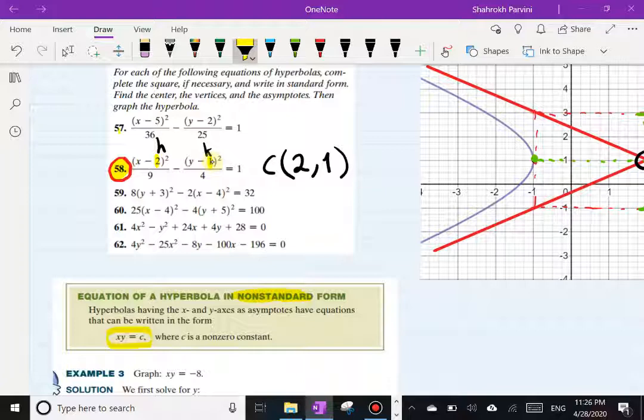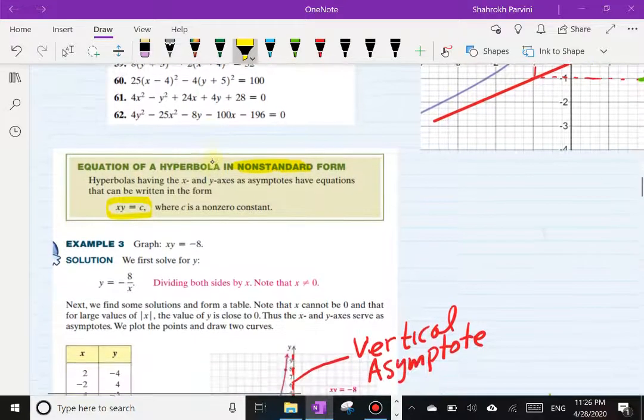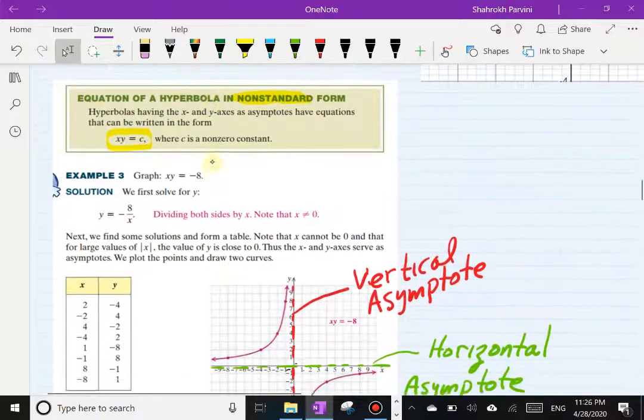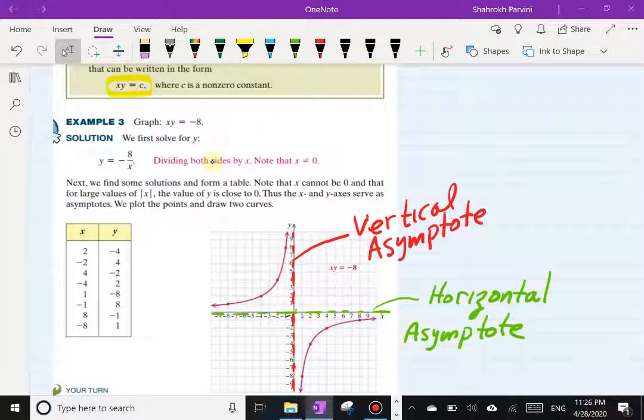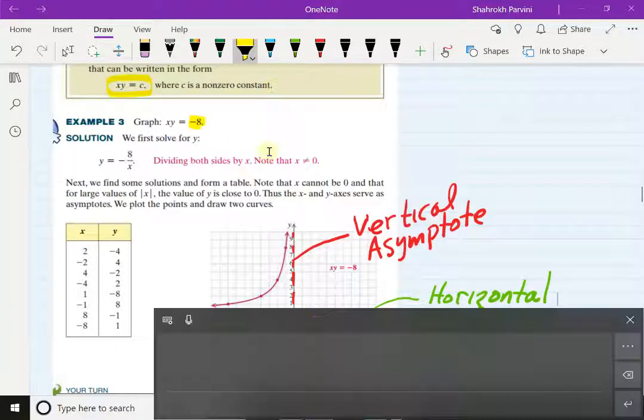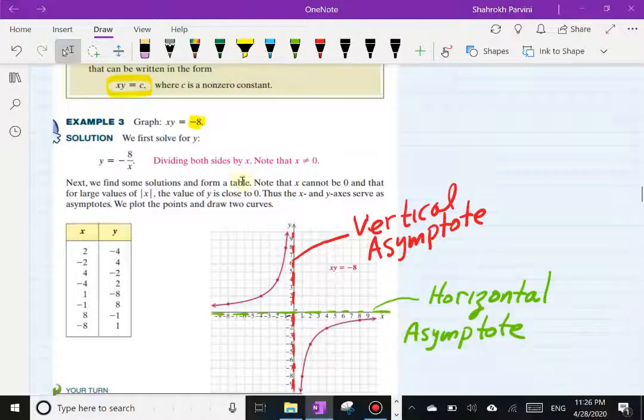Now, I'm going to go through this example in the book together. Now, the fact that x times y is equal to a constant, and in the book's example that we're looking at, example 3 here, the constant is -8. Now we know that x times y equals -8. So that means x and y cannot be 0. Neither can be 0, because otherwise the product would have been 0. And that's what they say here also.